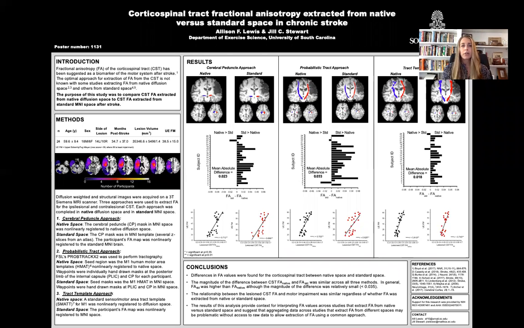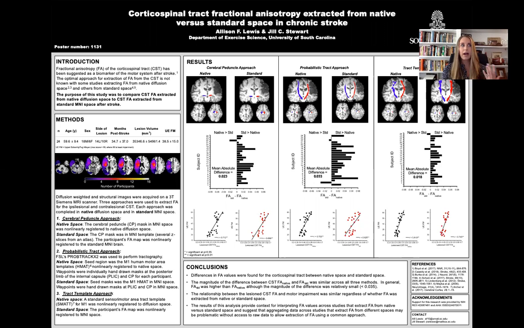In addition, researchers have been relating FA of the CST back to motor function or motor impairment in people with stroke. However, there are many different methods and approaches to measuring FA, and a gold standard for how we measure this has not really been established in the field. So one of the nuances in the measurement of corticospinal tract FA is that we can extract the data from different spaces. So in brain imaging, we really have two spaces.